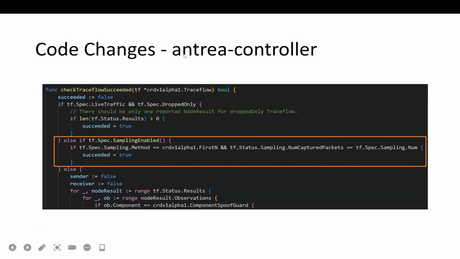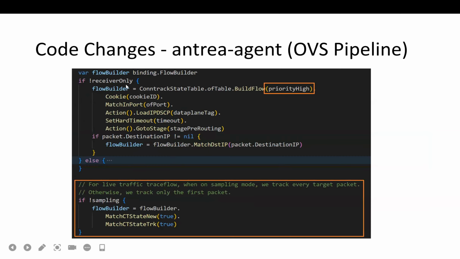So for the code in the Antrea controller, the main change is that the logic of the traceflow status has changed. In the orange box, we can see that there is now another logic. If we are in the sampling mode and we set the method to be firstN sampling, then if we have captured enough packets, we set the status of the traceflow to be succeeded.